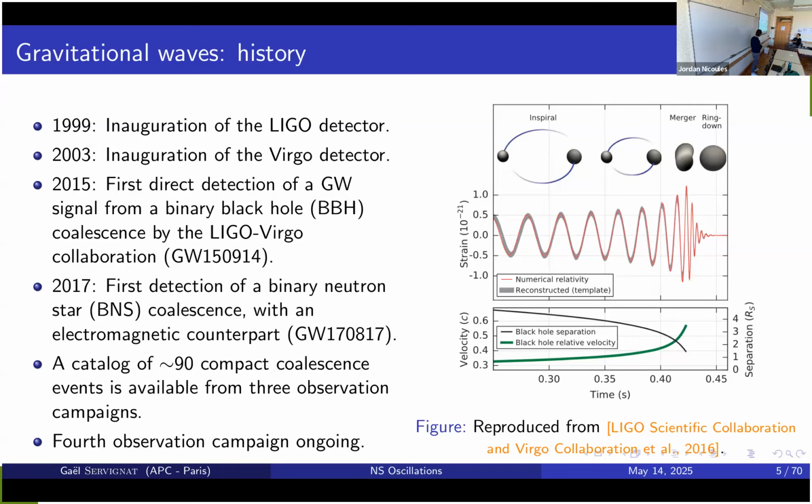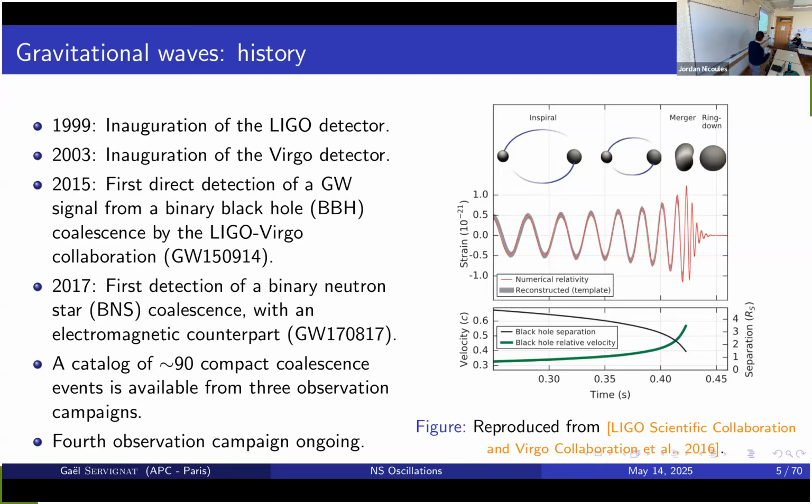And then two years later, there was the first detection of a binary neutron star coalescence, which was accompanied by what is known as the electromagnetic counterpart. So there was a burst exactly at the sky localization of the event. And to this day, the LVK collaboration has a public catalog of approximately 90 compact binary coalescence events. There is a fourth observation campaign ongoing, which is actually going to its third phase soon, I think at the end of the year. And they have detected a lot more of them.